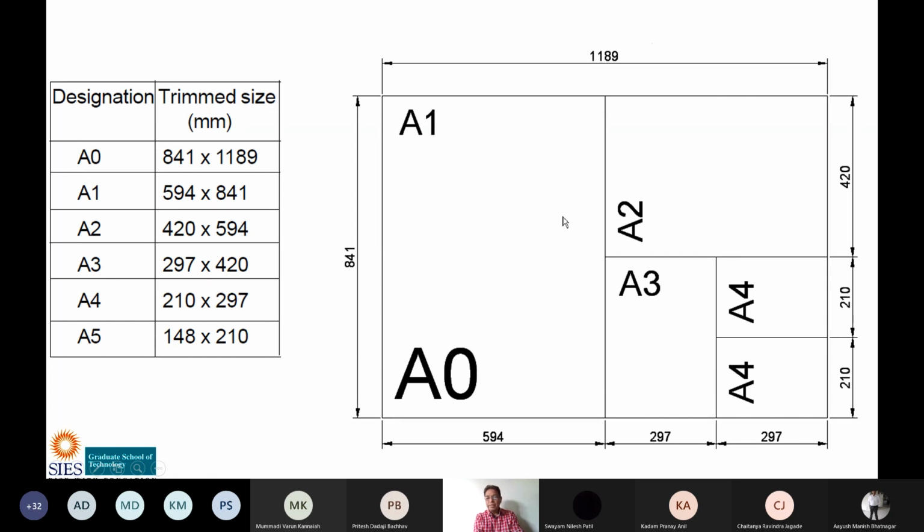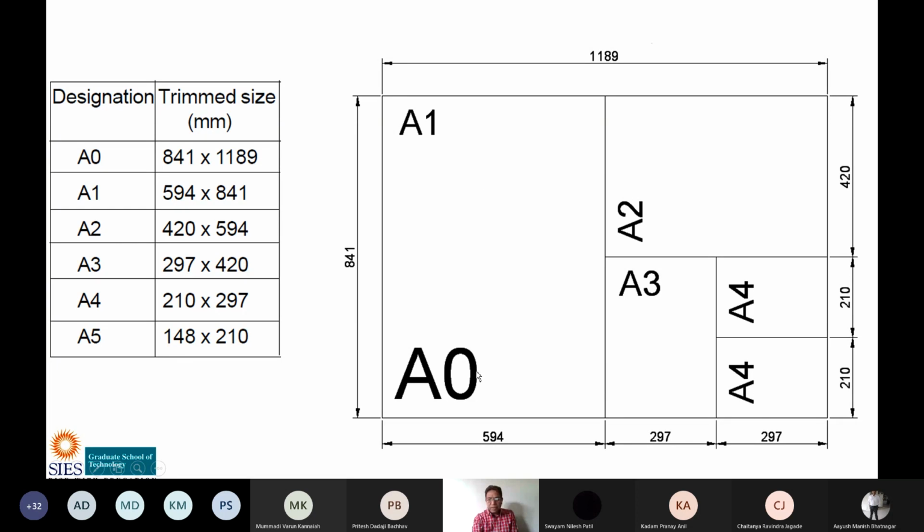Two A2 sizes make one A1 size, and two A1 sizes make an A0 size. The sheet available here on the screen, 1189 by 841, is the A0 size drawing sheet. Generally the draftsman uses this A0 size. You must have seen maps drawn on A0 size, sanction maps or the drawings of an industry.